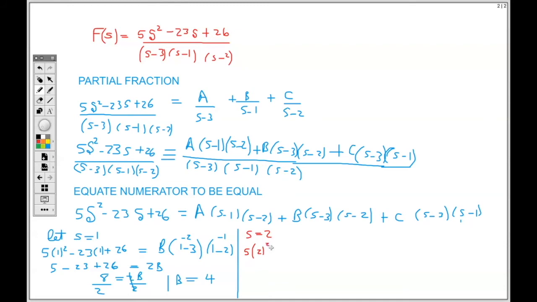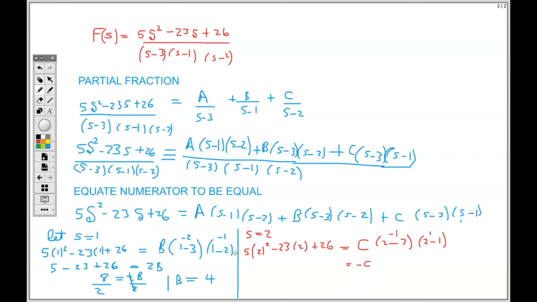Now, substituting 2 into the left hand side, that's what's happening here. Where I see s, I replace it with 2, and on my right hand side, these will be gone. So all I'm left with is c, open bracket, 2 minus 3, close bracket, open bracket, 2 minus 1. So 2 minus 1 is 1, 2 minus 3 is negative 1. So 1 times minus 1, that's minus 1c, or minus c.